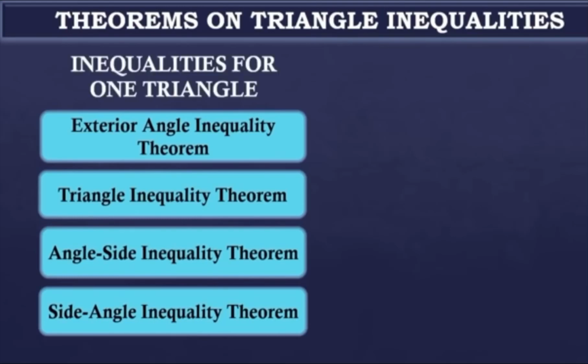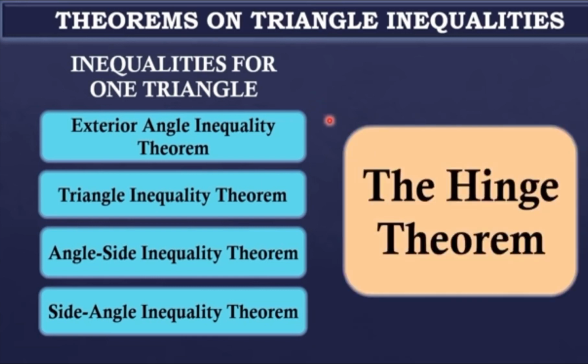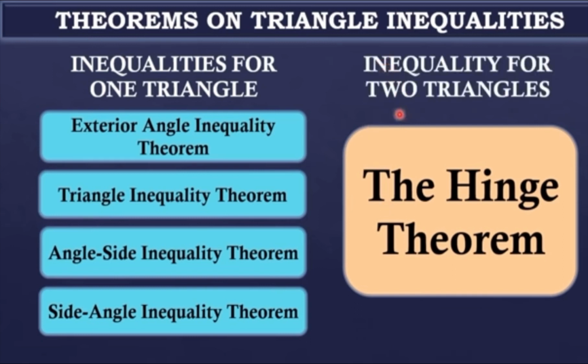So ito po ay mga theorems on the inequalities for one triangle. Okay? So ito po yung mga theorems na ginagamit po natin for the inequalities for one triangle. Now in this video, we will focus on the Hinge theorem. So ano ba itong Hinge theorem? So ano ba ang difference nito sa mga theorems na to? So ito pong Hinge theorem focused on the inequality for two triangles. So these theorems are for one triangle, while this theorem is for two triangles. So yun po ang pinagkaiba nila.